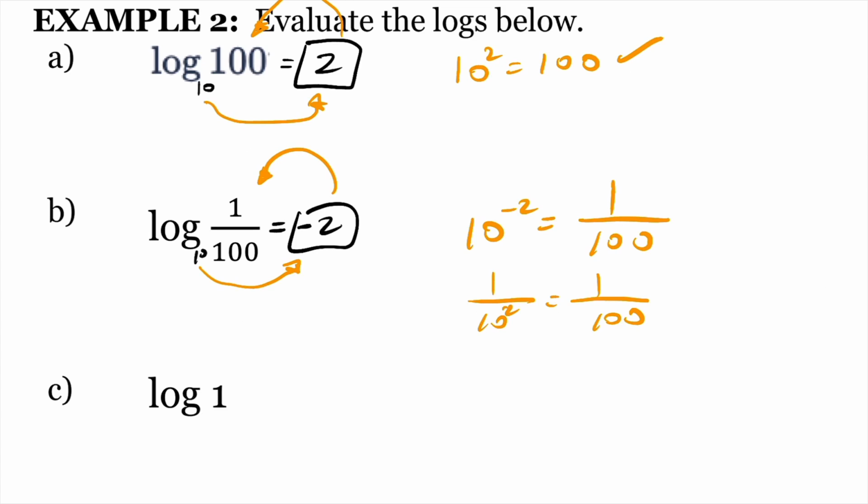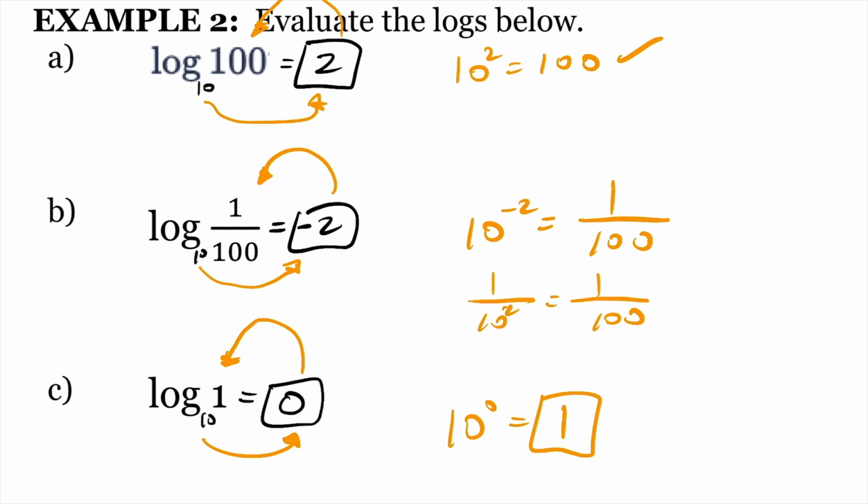Letter C. 10 to what power makes 1 as an answer? 0. Yeah, 0. Because 10 to the 0 power equals 1.